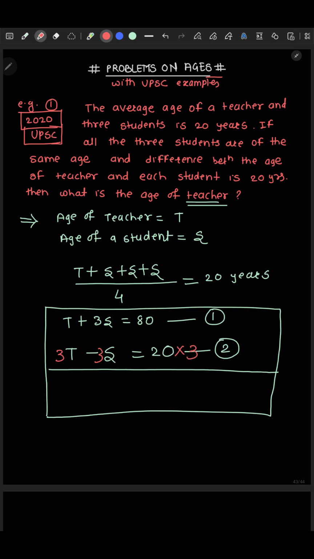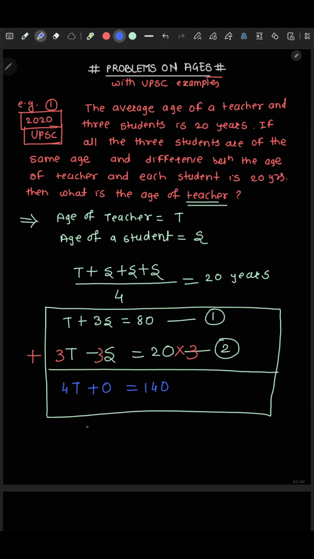So I'll just erase it. Now just try to add these two equations. Now how will it come? T plus 3T is equal to 4T. 3S minus 3S is 0. This is equal to 80 plus 20 into 3, which is 60. So how much is it now? It is 140, so 60 plus 80 is 140.